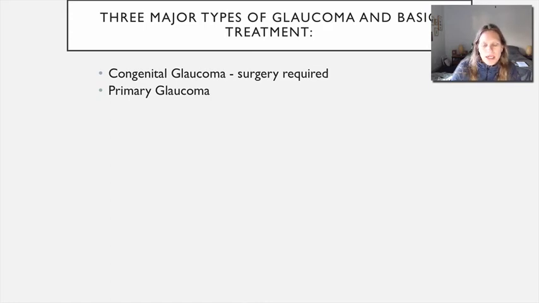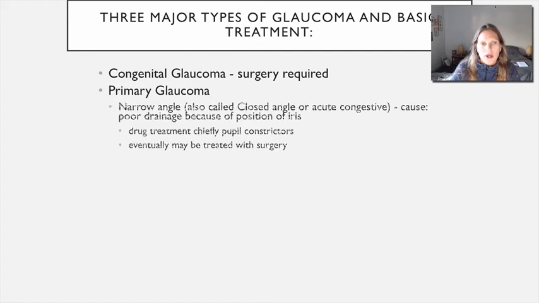So the 2 main types of glaucoma we refer to as primary glaucoma. The first is called narrow angle, as your book calls it, also called closed angle, which makes more sense to me. When I show you pictures, I'll explain to you why it's called closed. Also, sometimes it's called acute congestive. So all of these different terms are helpful in various ways.